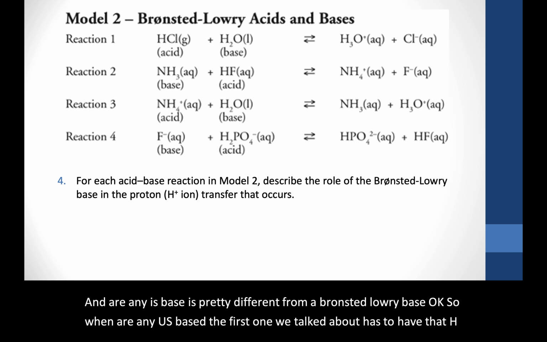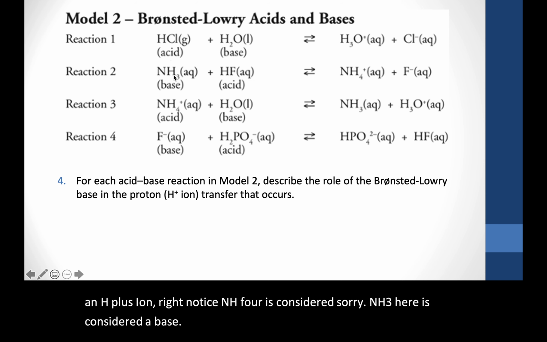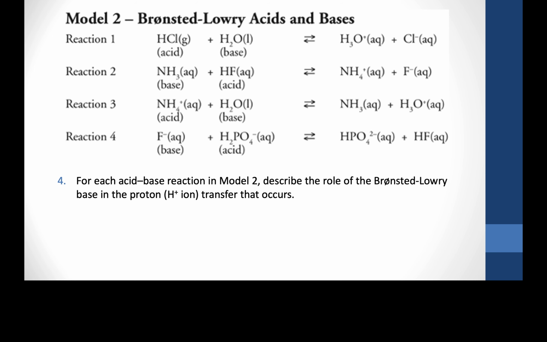To be a Bronsted-Lowry base, all you have to do is be willing to accept a proton, or an H plus ion. Notice NH3 here is considered a base. It's not an Arrhenius base because there's no OH, but because it accepts an H plus ion and becomes NH4 plus, we consider it a Bronsted-Lowry base. So that's the main difference between the Arrhenius classification of bases and the Bronsted-Lowry classification of bases.